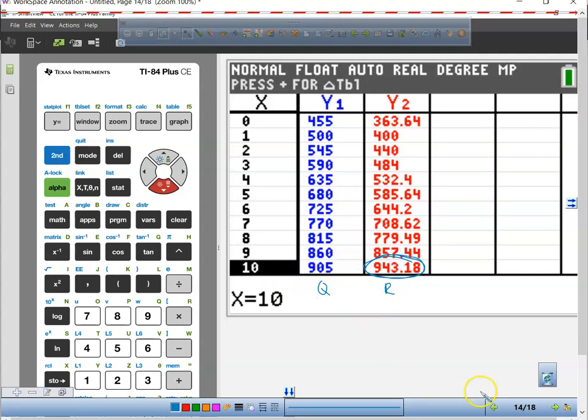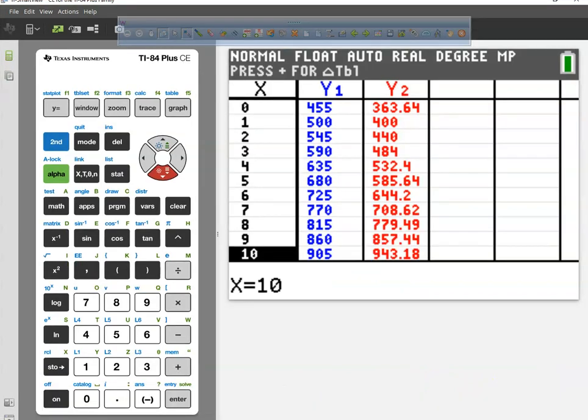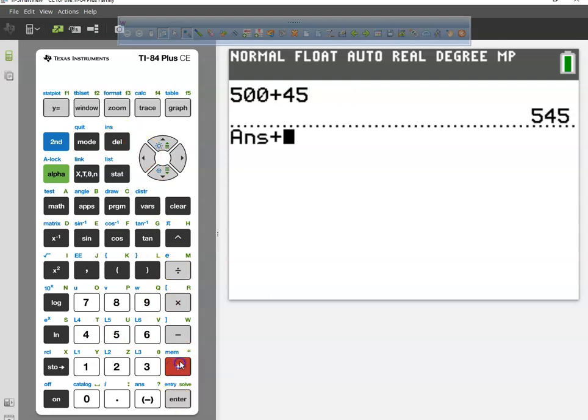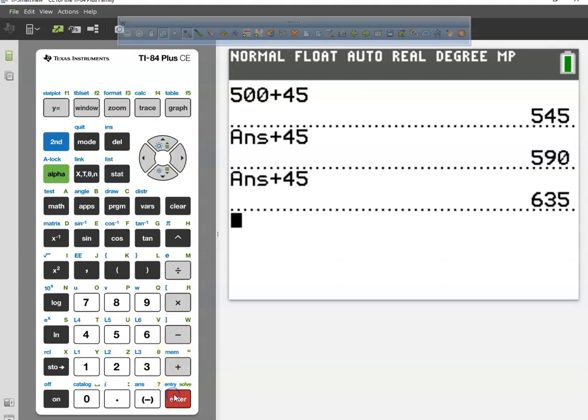So if you want to do it by hand, you can do it by hand. If you're doing it by hand, what you would have to do is literally take 500 and keep adding 45 each time. So if you're wondering what that means, there's your second year, there's your third, there's your fourth year, and you keep making it, all right? And the other one, you'd have to do 400.